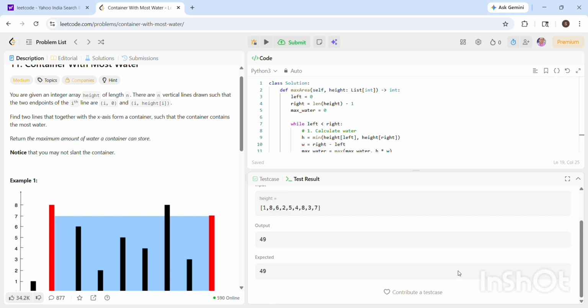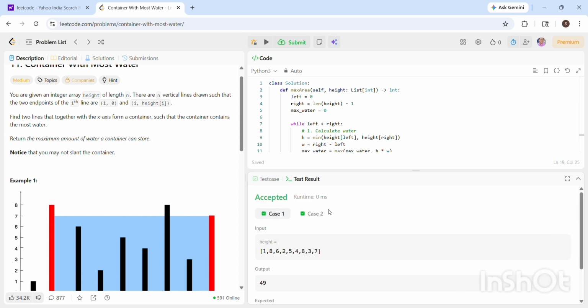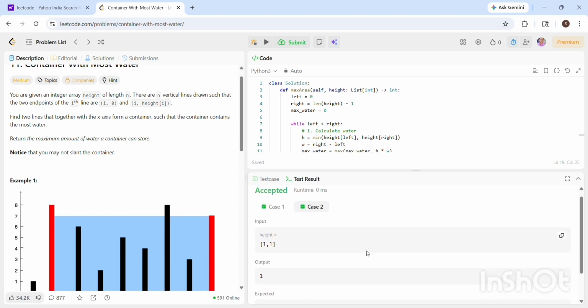See, the two test cases have passed. The theoretical answer we solved, 49, is also the same as the practical value.